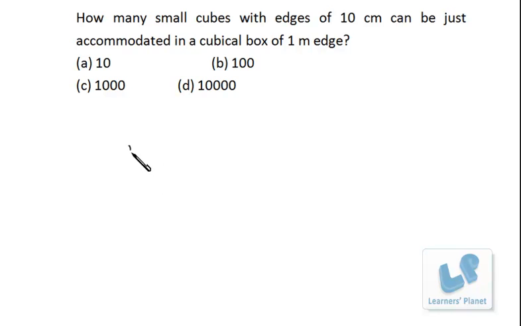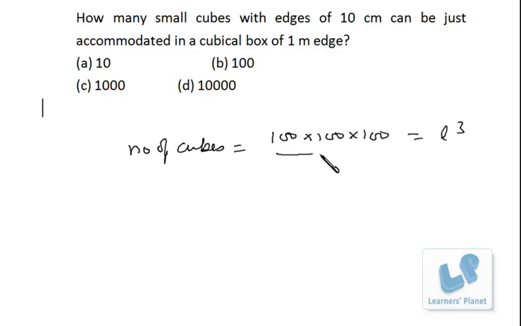Okay, so number of cubes is equal to volume of bigger body by volume of smaller body. So what is the volume of bigger body? The side length is 1 meter, so volume will be 100 centimeter into 100 centimeter into 100 centimeter, that is L cube. You should be clear that the quantities should be in same units. Here it is in centimeter and here it is in meter. So either both of them in meters or both of them in centimeters. So I converted this data into centimeter.